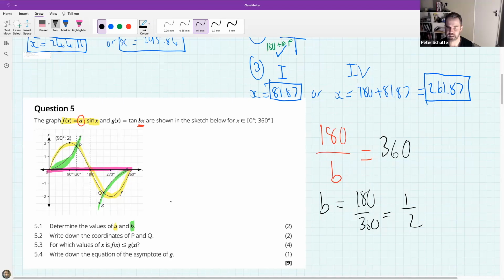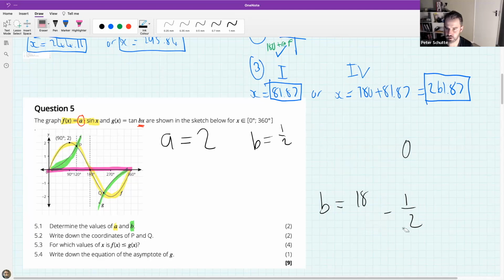Now, what's A going to be? A over here, it looks to me like the sine graph normally goes between 1 and -1, and this one goes between 2 and -2. And so the A value should be equal to 2. It's almost like it's been stretched up by 2 in both directions. Okay, so we know A is 2, B is a half. That is question 1.